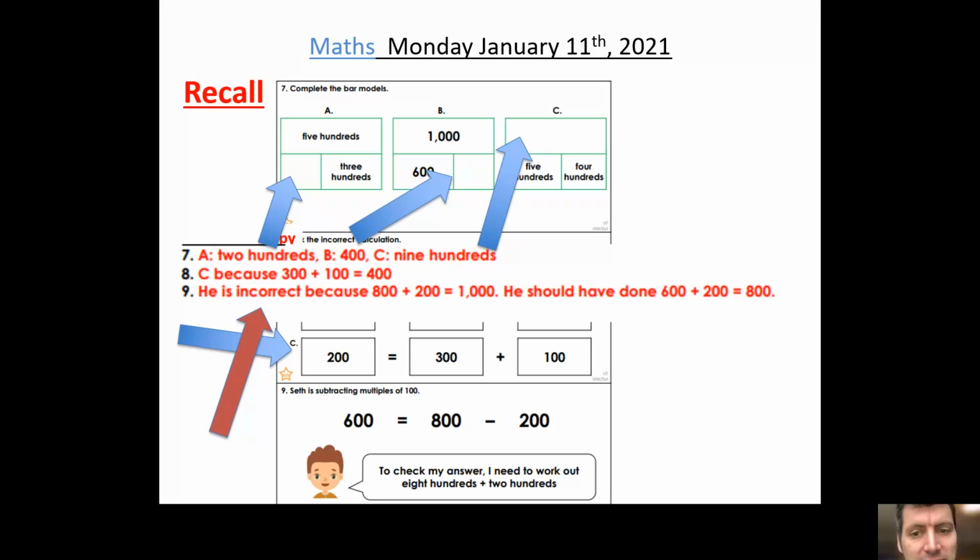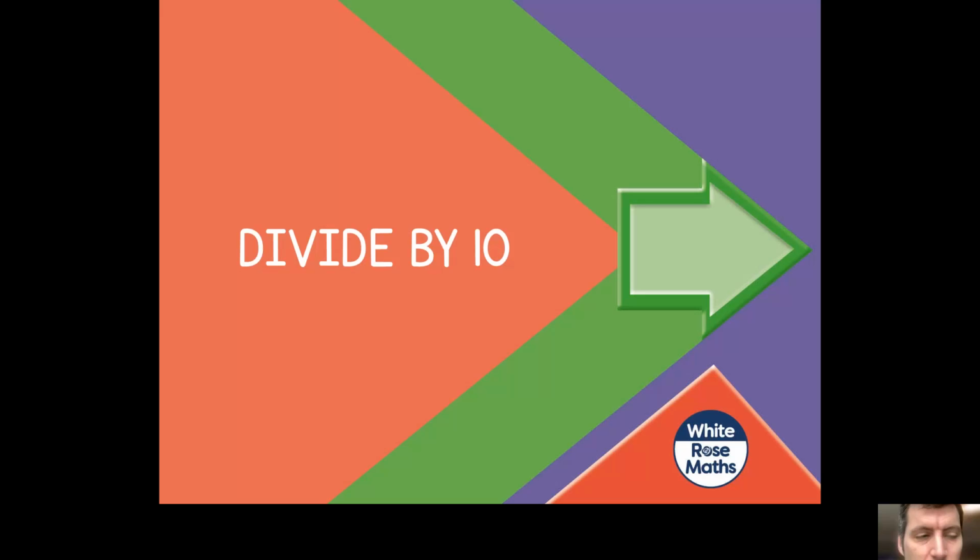But now we're going to begin our new learning for today's lesson. So today we're thinking about how we divide by 10. It's a similar structure to how we've looked at dividing by 2 and dividing by 5. So we're going to look at sharing and grouping.